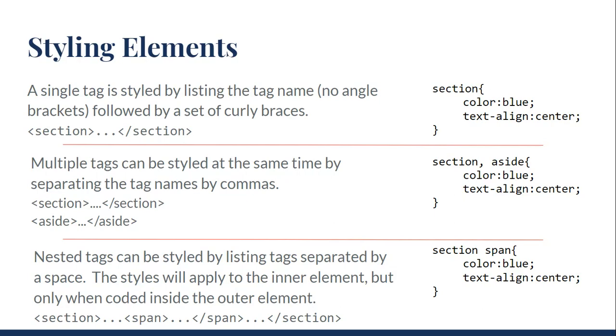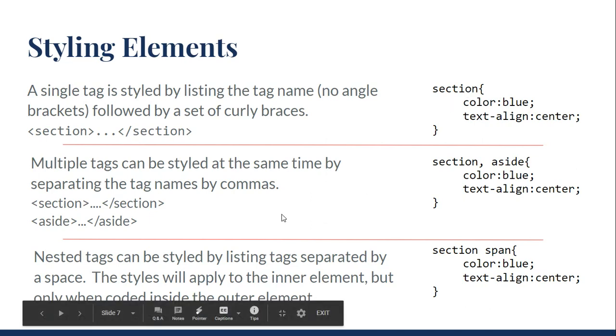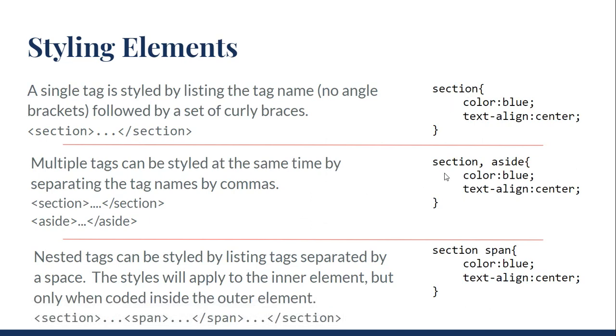So when I want to style elements, a single tag is styled by listing the tag name, notice no angle brackets, followed by a set of curly braces. So in this case, I'm setting the rule for the section. I can do multiple tags being styled at the same time. So this is going to make all section and all aside tags be blue and centered.